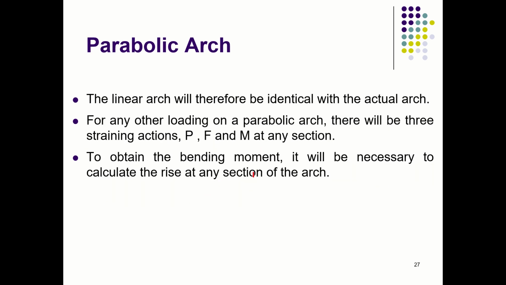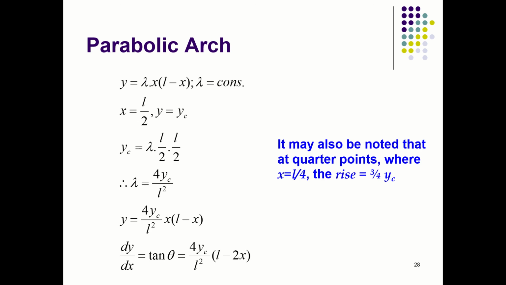To obtain the bending moment, it will be necessary to calculate the rise at any section of the arch. So the point that you are interested in, its horizontal and vertical distance should be known to you. This is the vertical distance or the vertical location of the point. y is equal to lambda x into L minus x, where lambda is a constant.